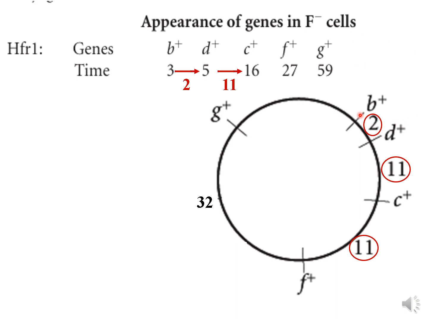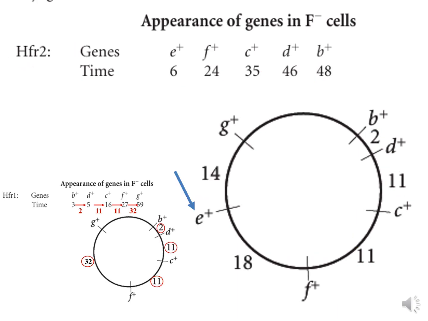You can see that B and D are shown close to each other depending upon the minutes, because there were only 2 minutes difference between the two. So they are shown close to each other. But when we are showing D and C, the distance is further. And the same is true for C and F. Now look at the distance between F and G. This is 32 minutes. So that is why they are written far apart from each other. So we have constructed this circular map based upon the data we received for HFR1.